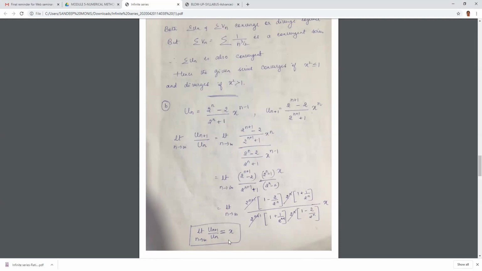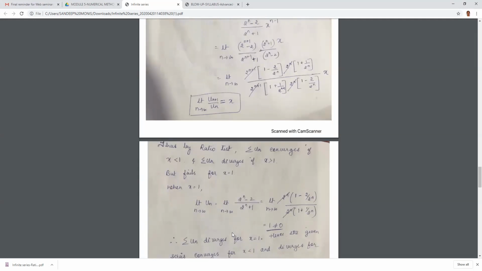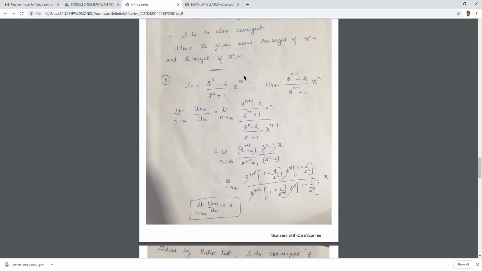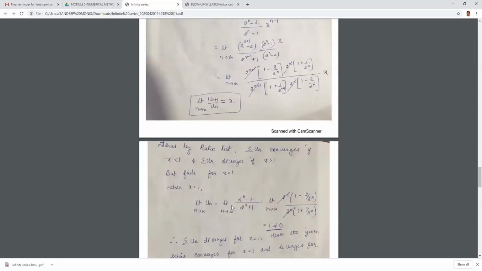So according to the ratio test, the given series un is convergent if x is less than 1, then we can say the sigma un converges. It diverges when x is greater than 1, but the test fails for x equal to 1. So now let me check the failure case. When x equal to 1, what do you get? When you put x equal to 1 here, you will get 2 to the power n minus 2 divided by 2 to the power n plus 1.